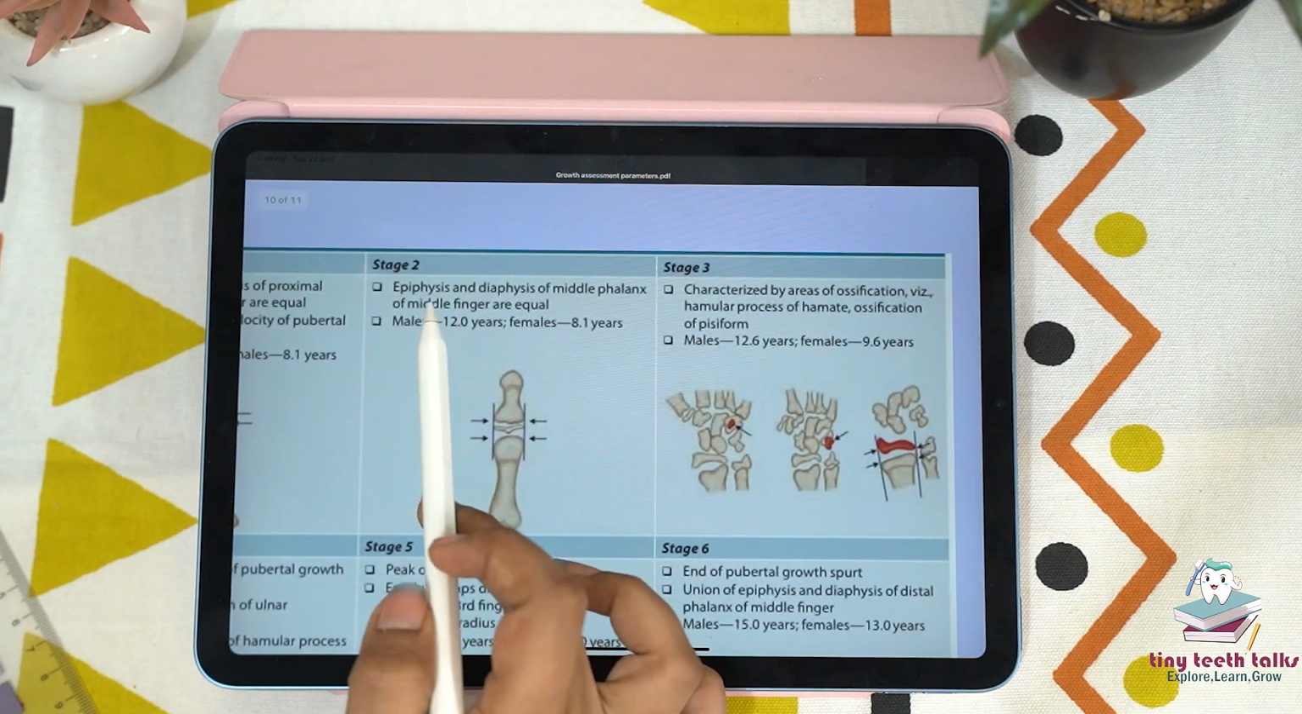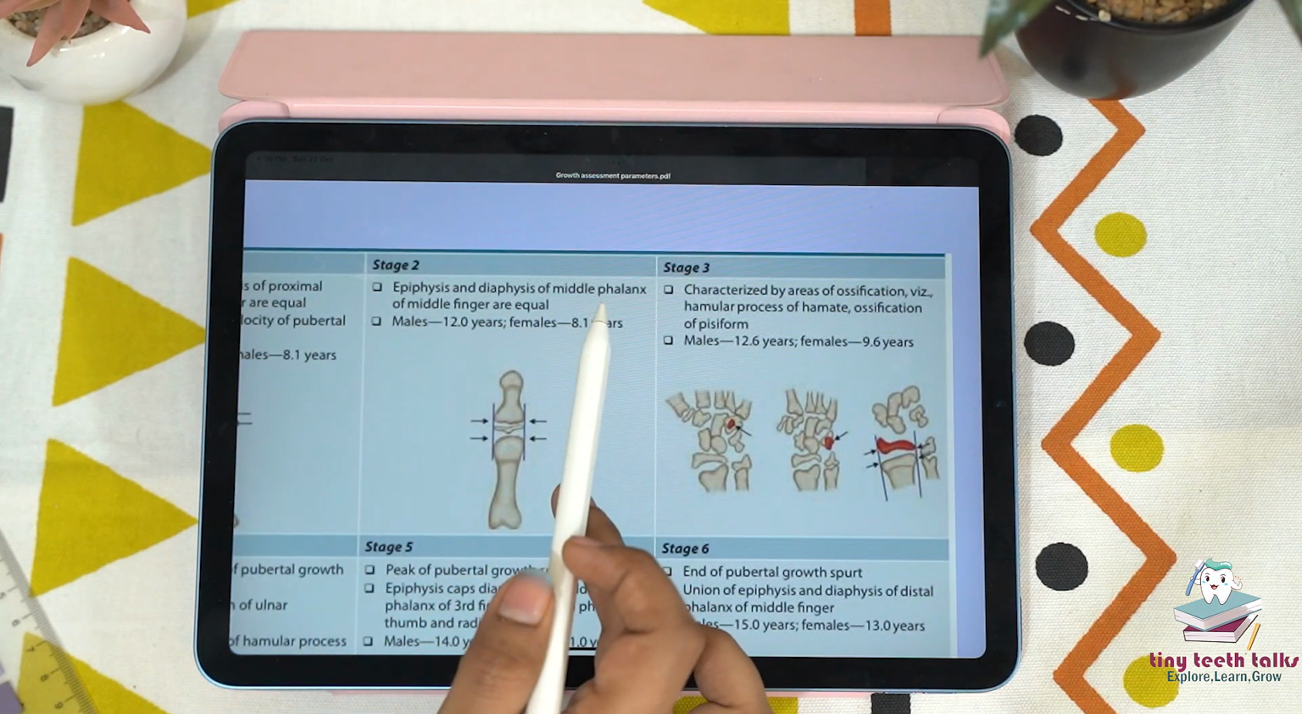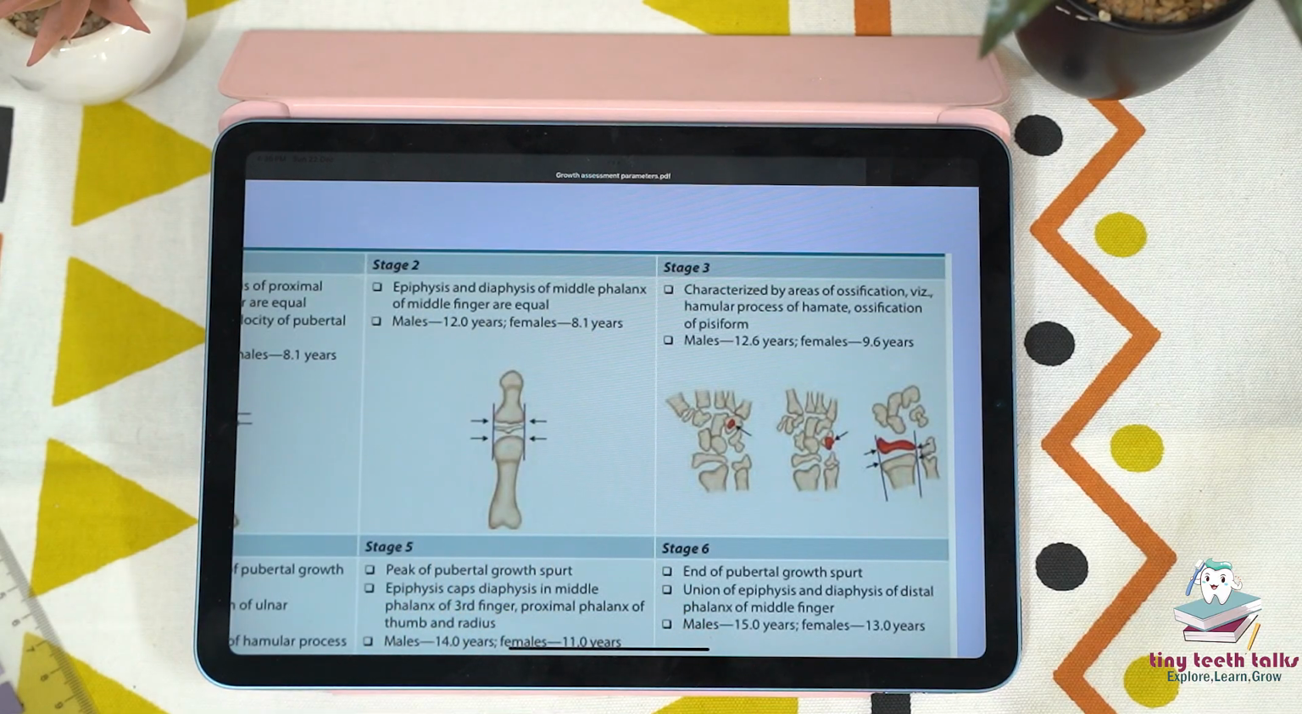In the second stage, the epiphysis and diaphysis of the middle phalanx of the middle finger are equal. In stage 1, it was the proximal phalanx of the index finger, and in stage 2, the middle phalanx of the middle finger. The age for male is 12 years and female is 8.1 years.